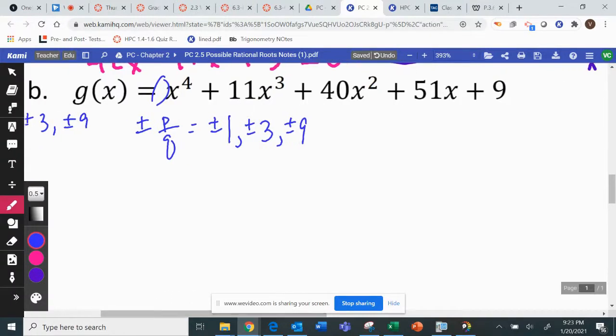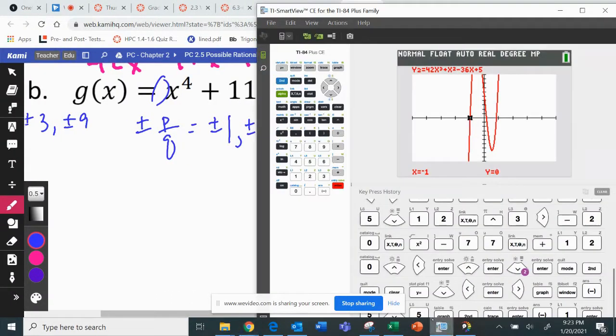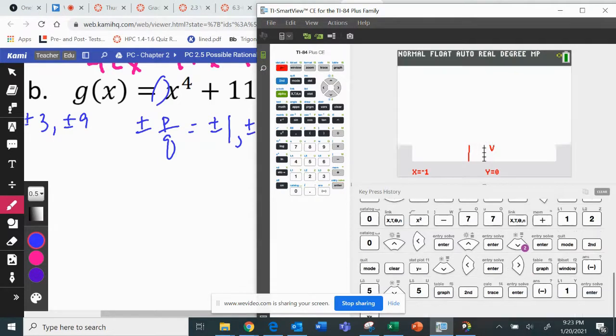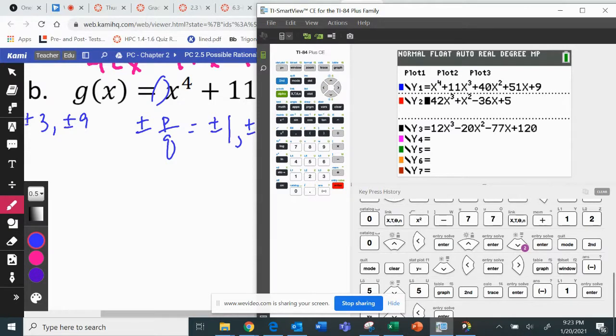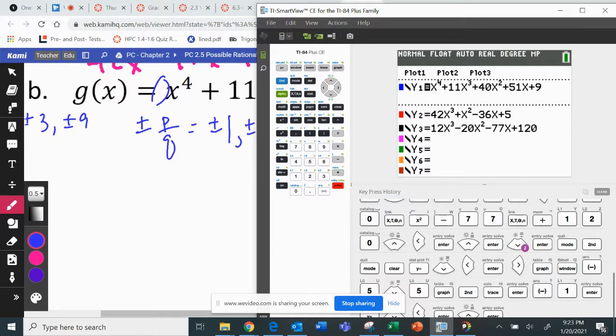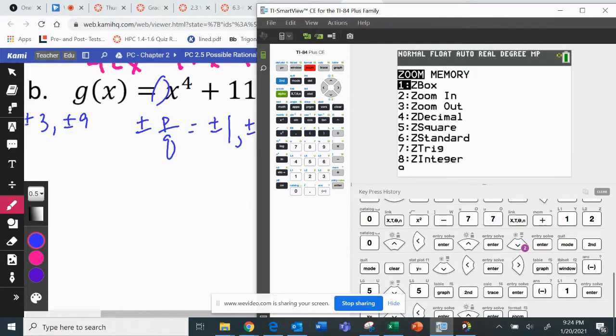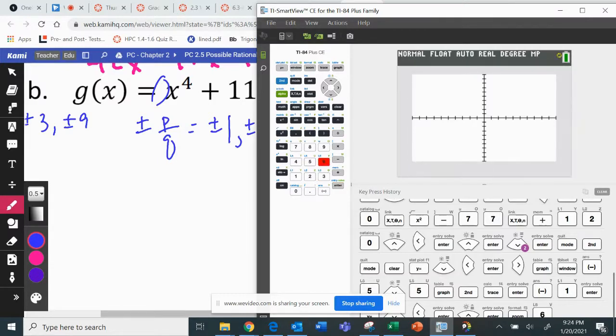But we're still going to use our calculator. So we're going to go to our calculator, and the first thing that we're going to do is type in that equation, which I've already done to save a little bit of time on the video. Of course, if you're following along, you could just pause the video. And then to fix my screen, because I messed around with the window, I just hit zoom 6, and that will always go back to that standard screen.